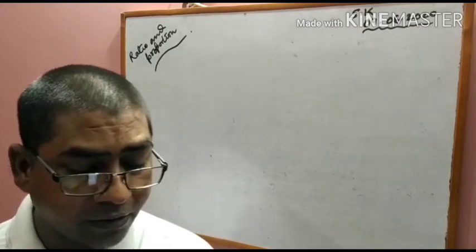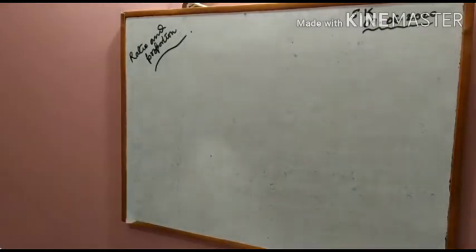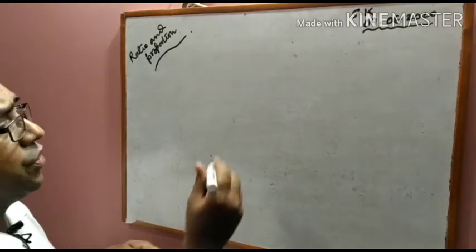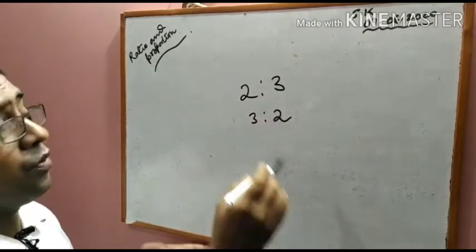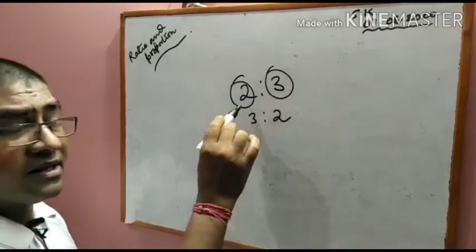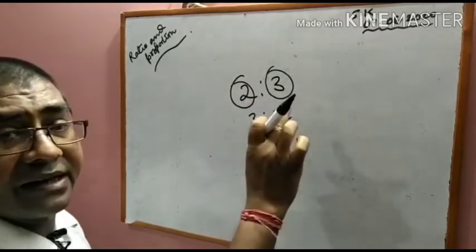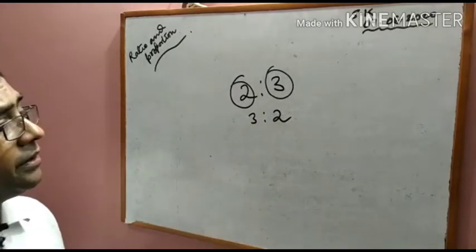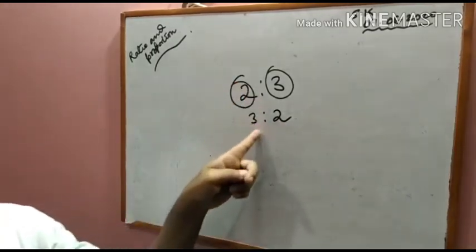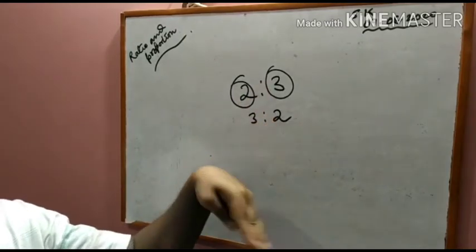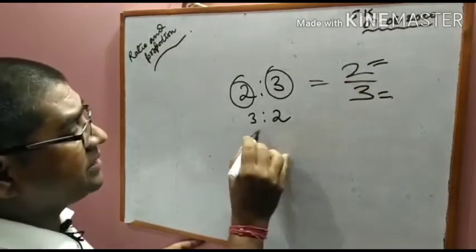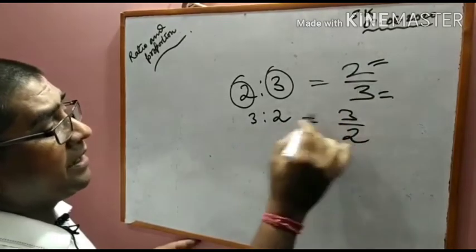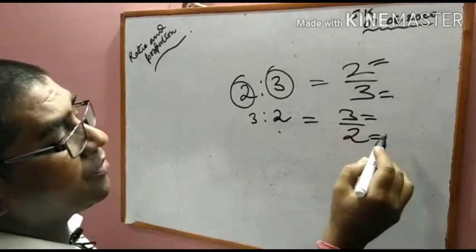Second, the order of the terms in a ratio is important. Order means if a ratio is 2:3, then we cannot write it as 3:2. First term and second term, that is antecedent and consequent, come one after another. If we do not maintain this order, our value becomes different, because 2:3 means 2/3, where the numerator is 2 and denominator is 3, but 3:2 means 3/2. See that here the numerator is 3 and the denominator is 2.